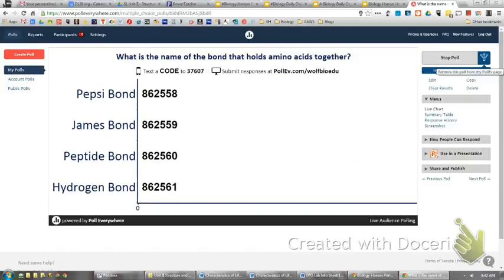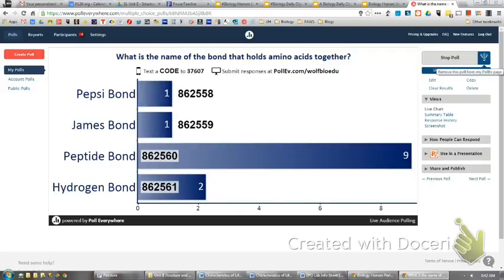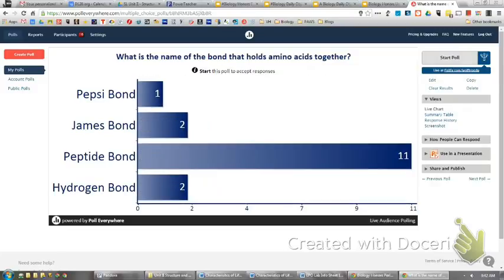What's the name of the bond that holds amino acids together? James Bond, come on. Someone's got to answer James Bond. I was tempted to put chicken bond up there, but... Pepsi bond. All right. What is the correct answer? The correct answer is peptide bond. Okay.